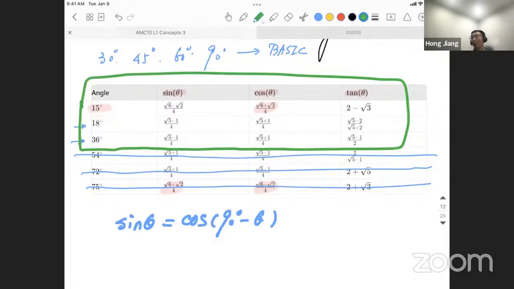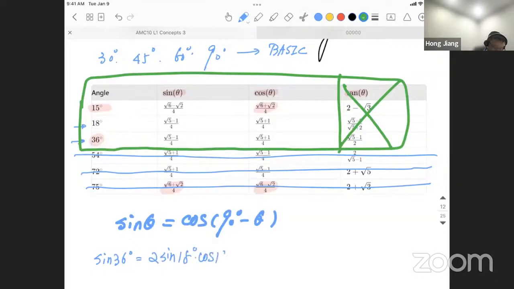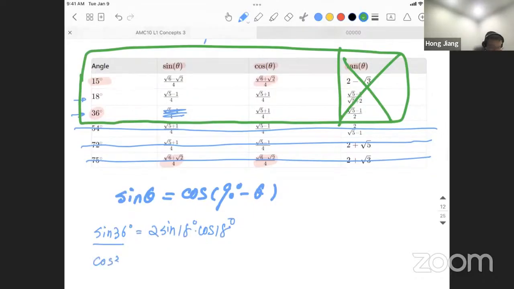And like I keep telling you, you don't really have to remember tangent if you can't, because tangent equals sine over cosine. So if you feel lazy, you can forget about the tangent and just remember sine and cosine. And one more thing, this is more for our regular students. I think you can remember where this comes from. For 36 degrees and 18 degrees, you can use the double angle formula. Sine 36 degrees equals 2 sine 18 degrees cosine 18 degrees, so you do not have to remember sine 36 degrees either.